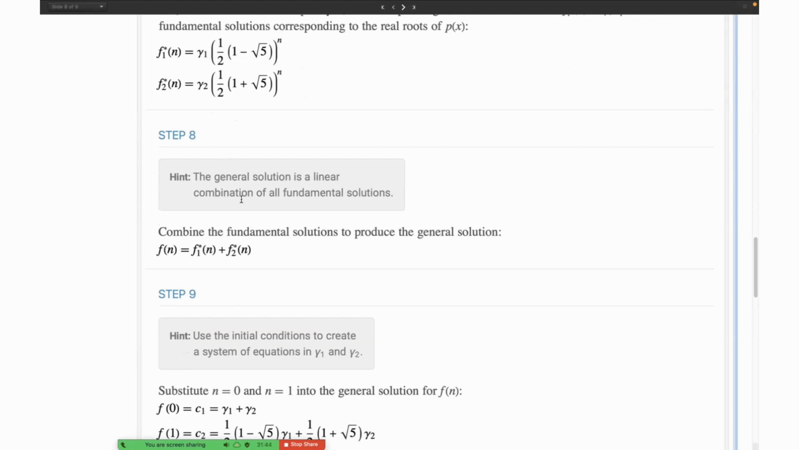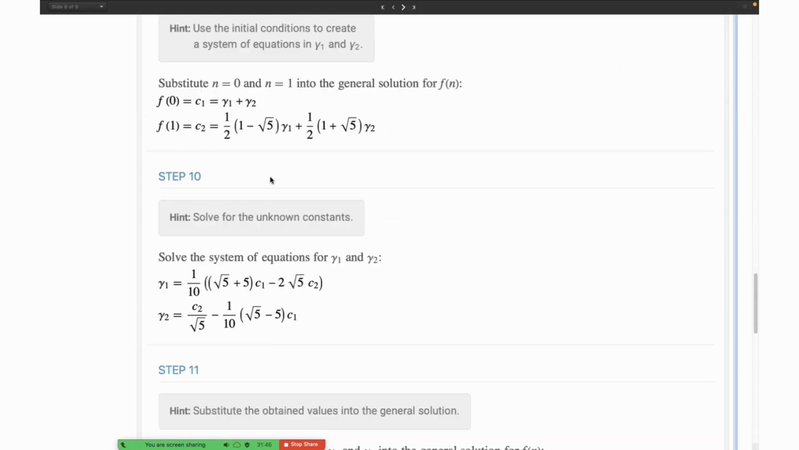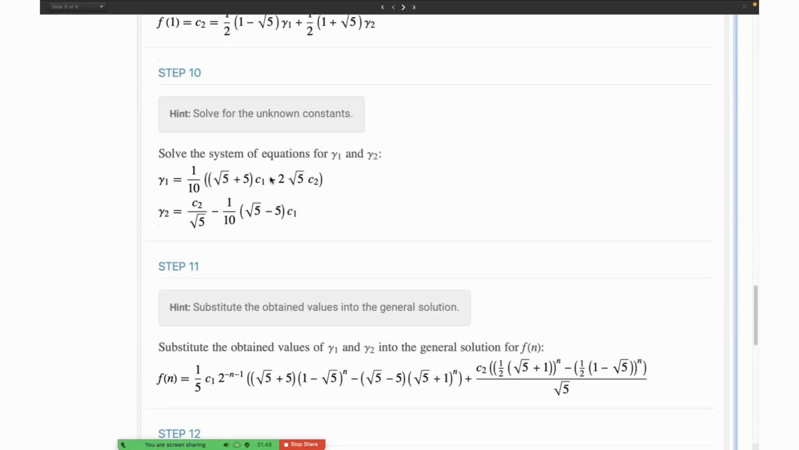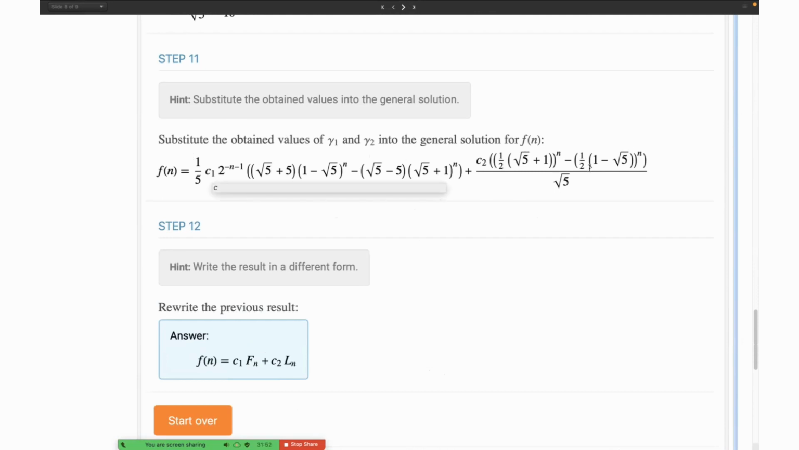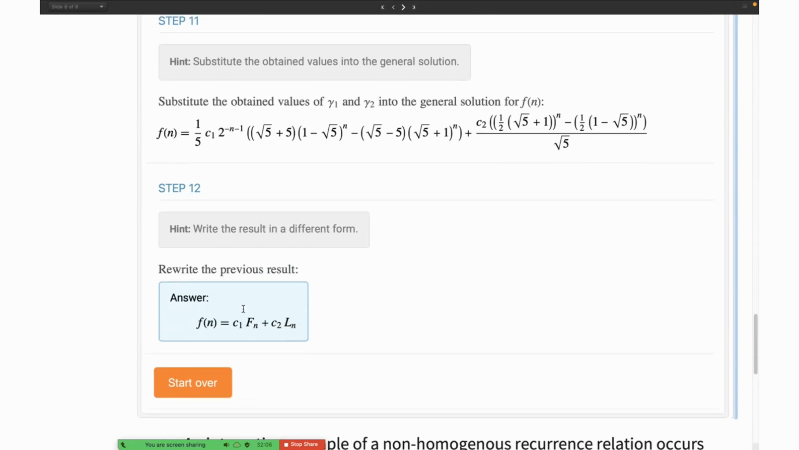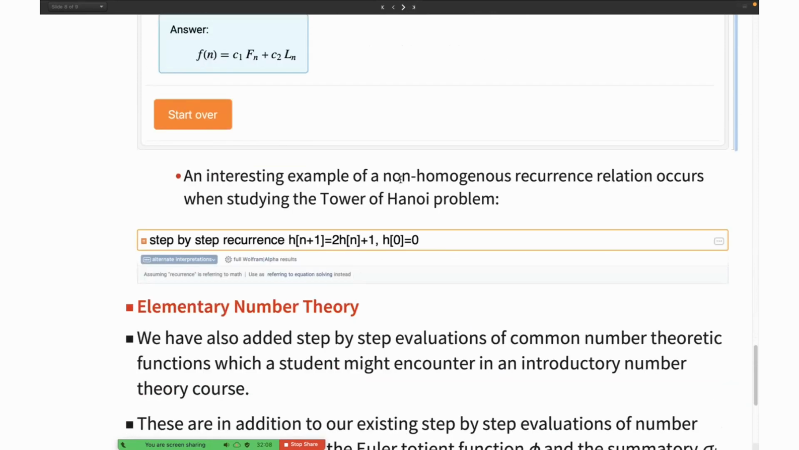And then combining those in a linear fashion, we get the general solution to our recurrence relation, which in this case is this, but also Wolfram Alpha is clever enough to know that this can be further simplified to the sum of the Fibonacci numbers and the Lucas numbers. This would be further reduced if we introduce boundary conditions. So let's look at an example with boundary conditions involved.